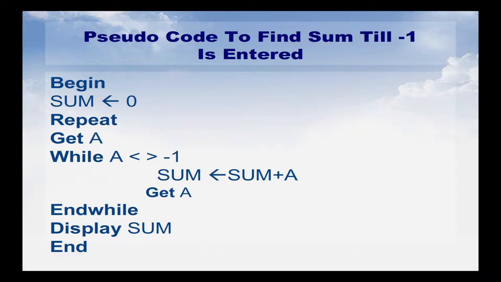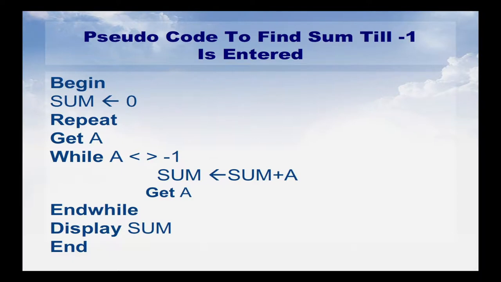A is an input from the user. If A is not equal to minus 1, we add A to the sum. Sum is initially initialized to 0. Therefore, the first sum will be equal to A. Then we get A from the user.